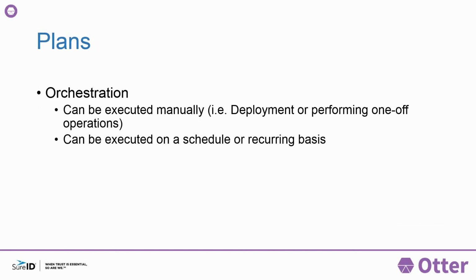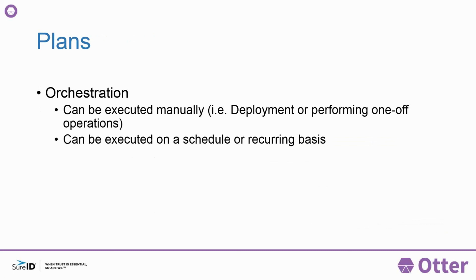Plans. So there's two types of plans. There's an orchestration plan. Those can be executed manually. An example might be if you want to do a one-off deployment, if you had to deploy something once every 2 weeks, or if there's just a particular operation you need to do once and only once to some servers. Maybe there's some tweak you needed to do to make a particular fix. You might do it there.